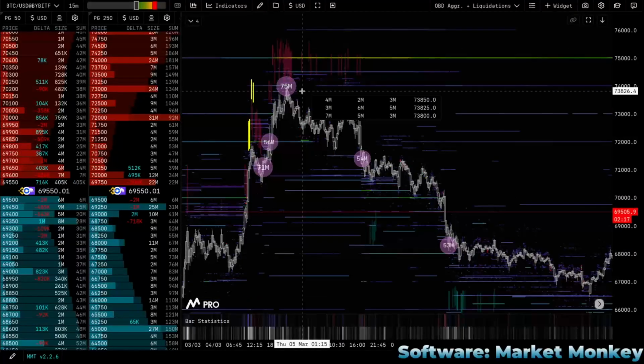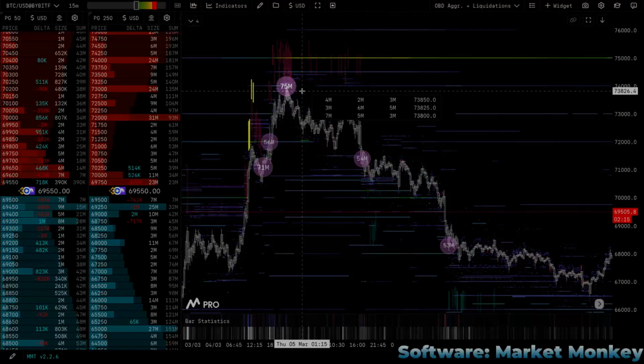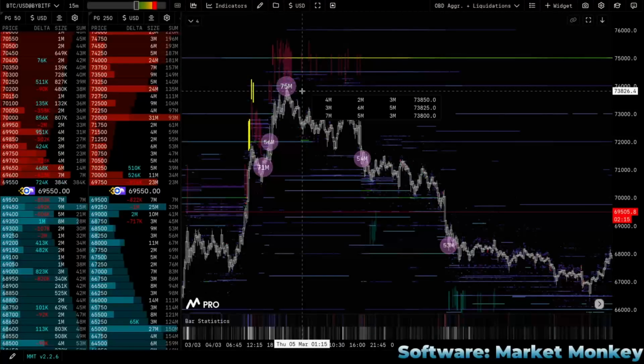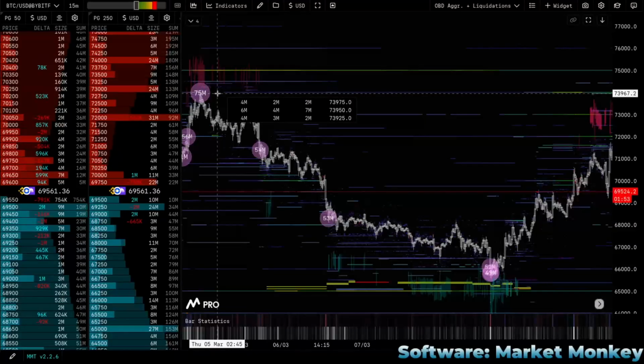The trigger for the short here was this 75 million order that got executed almost perfectly at the high, signaling to me that it's time to start building a short position. From this point on, I started placing my shorts again with invalidation above this area right here. And as you can see, price perfectly reversed following a steep downfall.